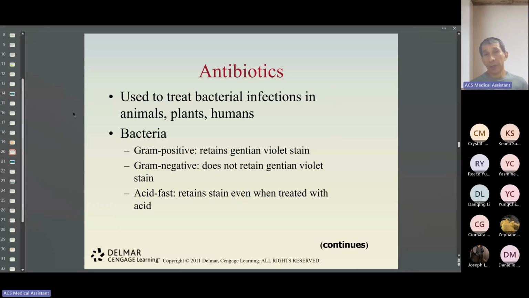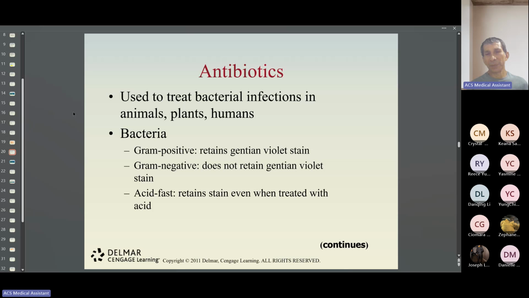Okay, let's go back to these antibiotics. Remember, anti means against, biotics means living organisms. And which living organisms are we talking about? Bacteria. Used to treat bacterial infections in animals, plants, humans. Well, let's focus on humans because that's the most important thing.